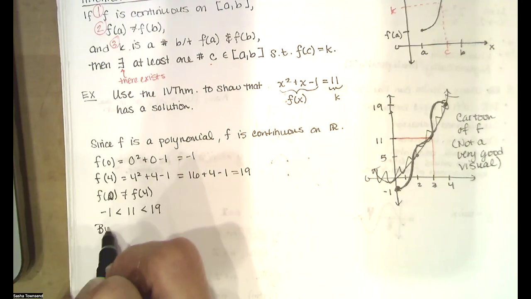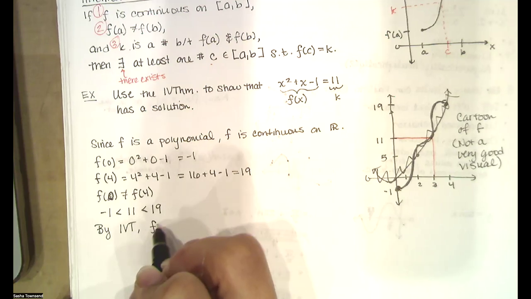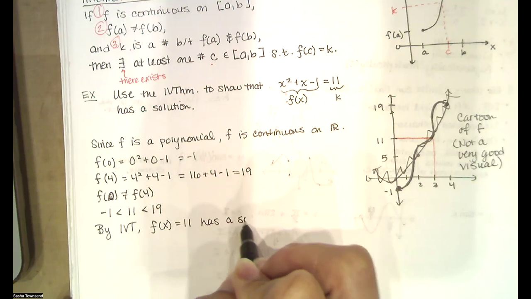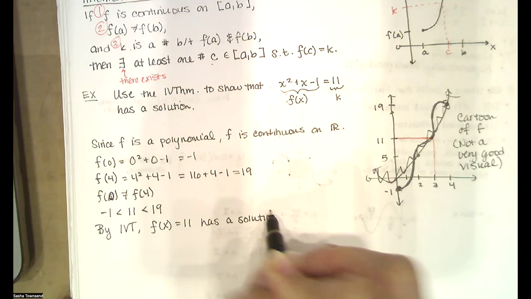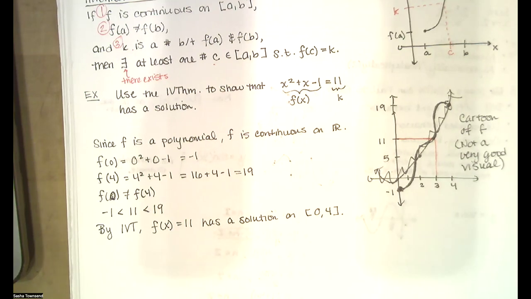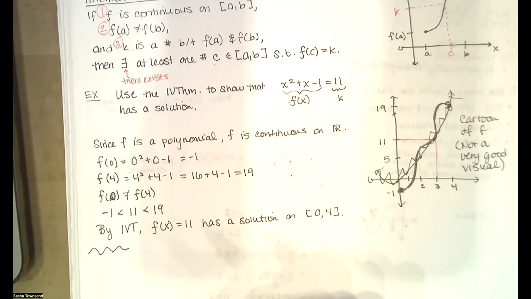by the intermediate value theorem, f of x equals 11 has a solution on the interval from 0 to 4. That's it. So we've just used the theorem to show that that equation has a solution. Now I know that particular one we could have solved by hand.